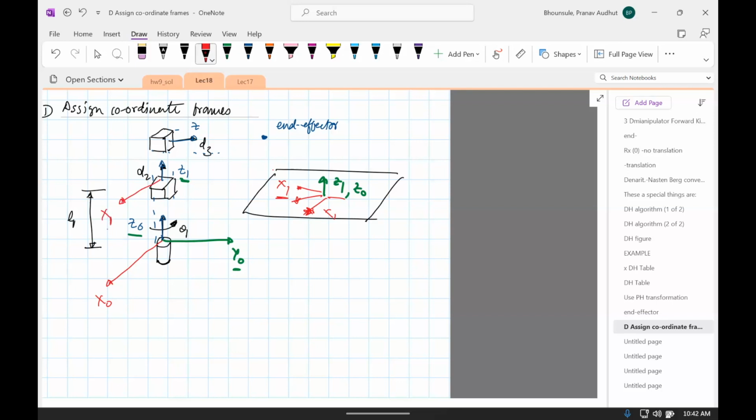And for a very good reason. I wanted it to be parallel to x0 and make my life easy later on. But you're free to choose any direction which is 90 degrees to z0 and z1. Okay, we assign x1.